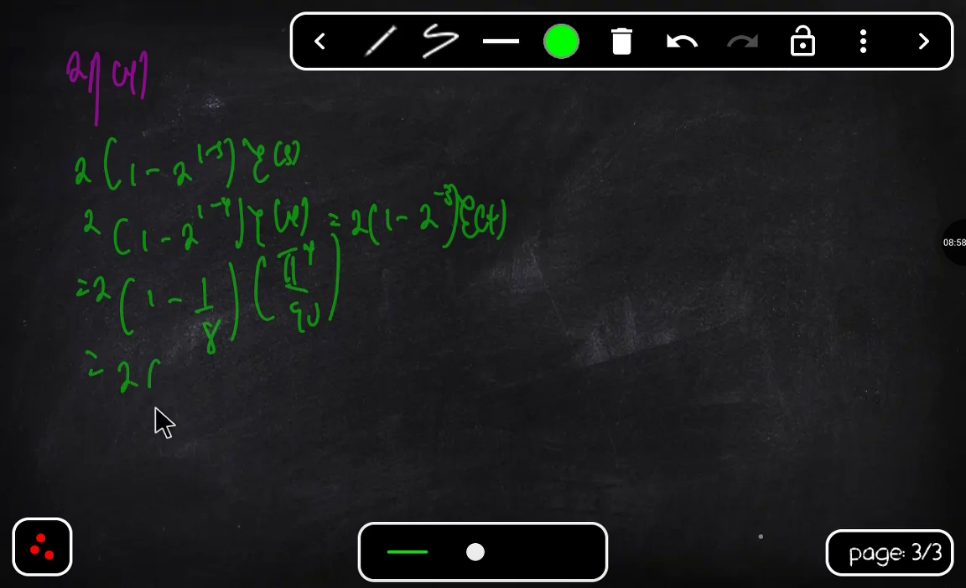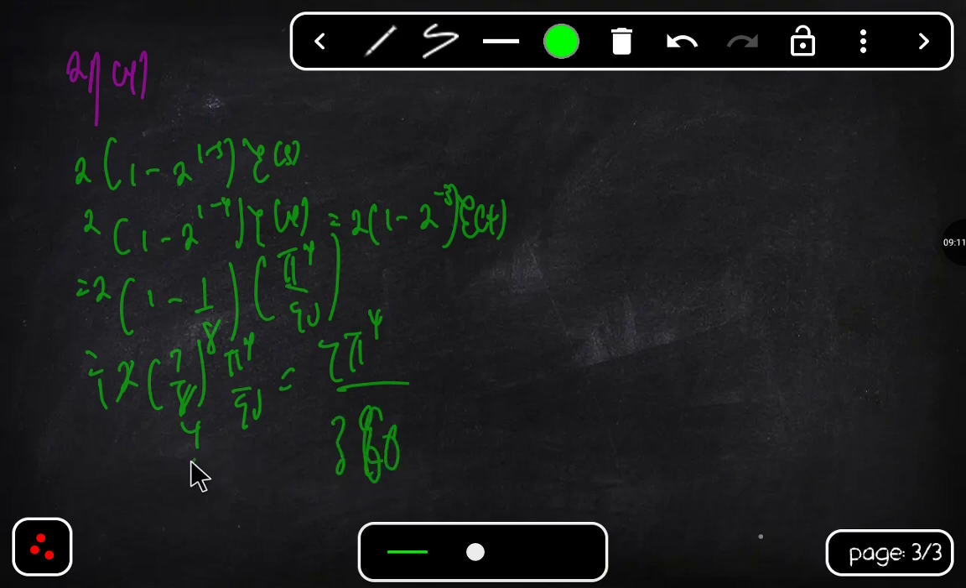So this will be 2 into bracket 7 over 8 multiplied by pi raised to the power of 4 over 90, and 2 into 8 will give us 4. So this will give us 7 pi raised to the power of 4 over 360, because 4 multiplied by 90 will give us 360, and that will be the answer to that beautiful problem.